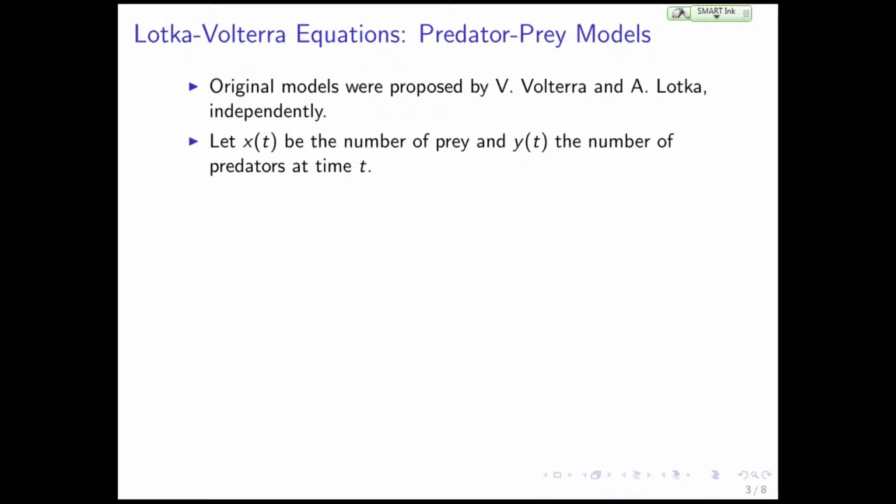So we're going to use some notation. Here we're interested in describing dynamics of populations, and we're interested in the size of a population being described as a function of time. So we're going to use the letter x of t to denote the state variable for the size of the population of prey, and y of t will denote the population size of the population of predators.